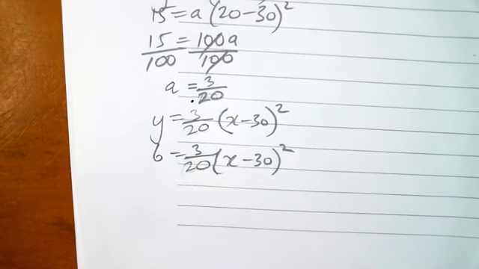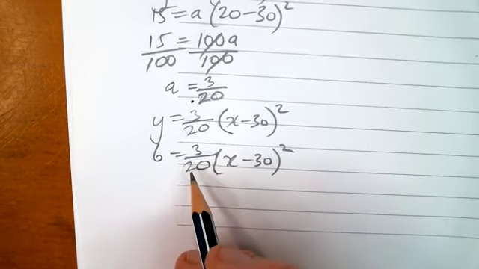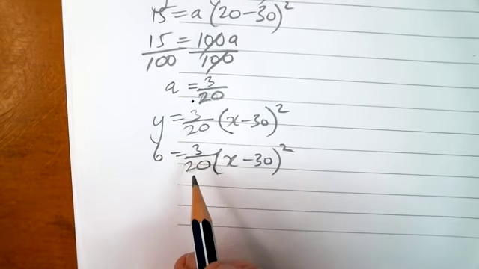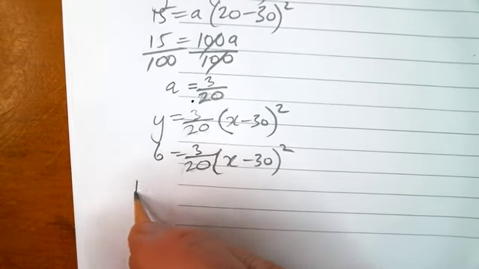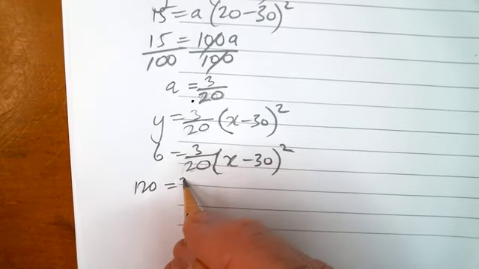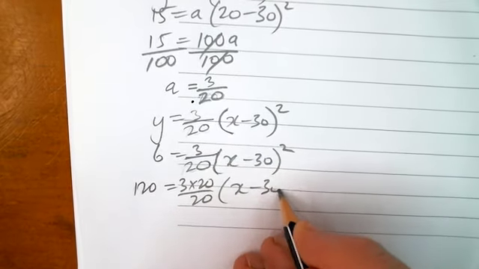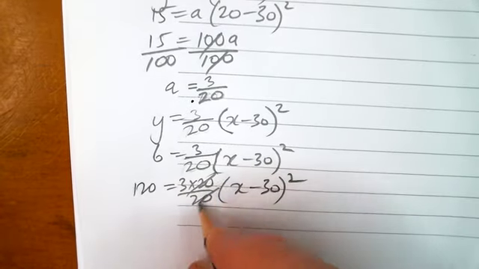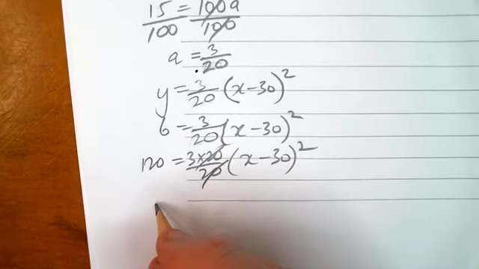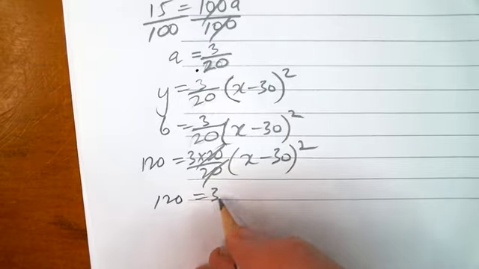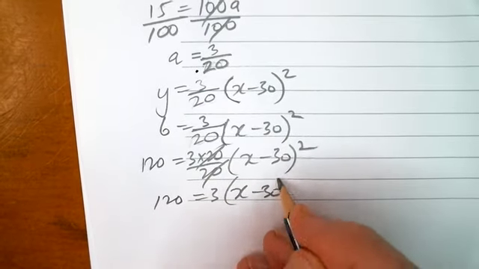But I don't like the 20. Let's get rid of the 20. So to get rid of the 20, I'm going to multiply everything by 20. So 6 times 20 is 120, which is equal to 3 times 20 over 20, all times (x minus 30) all squared. So 20 divided by 20 leaves me with a 3. 120 is equal to 3 lots of (x minus 30) all squared.